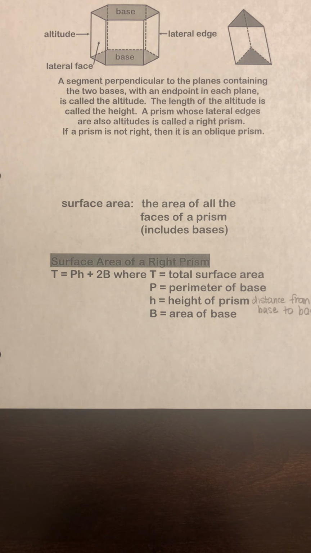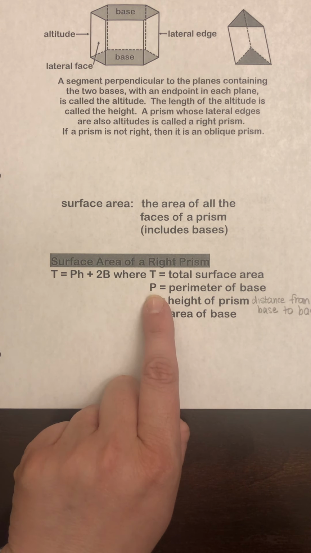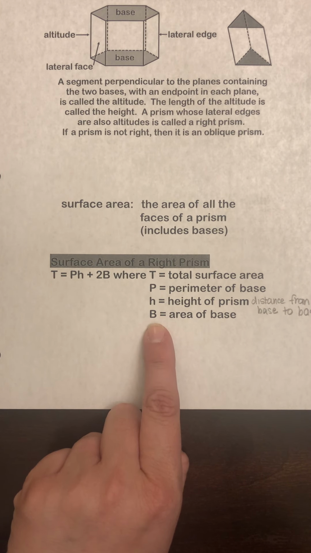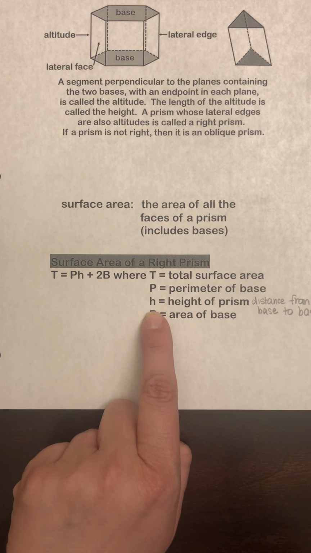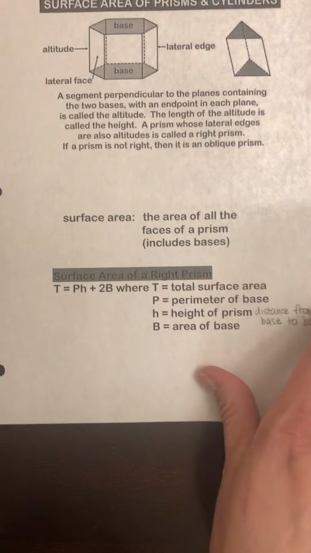Capital B. Now that's easy to think of base, and that does have something to do with it, but it is not just base. It is specifically the area of the base. So here's what we need to know. First of all, you have to be able to determine what is the base. If you can figure out what the base is, then you're going to have to find the perimeter of the base. You're going to have to find the area of the base, and you're going to have to find the distance between the two bases. And if you can find those 3 things, then we can use this formula.